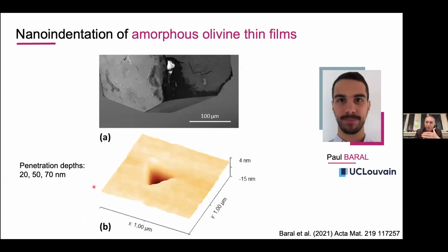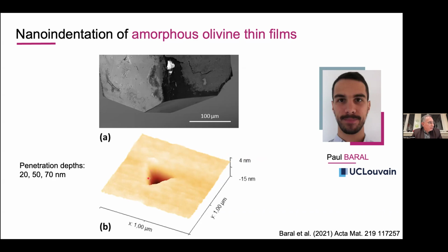The problem of this deposition process is that it makes thin films, which are not easy to use for mechanical tests, except if we use nanomechanical testing. And this is what I want to show you now. The simplest test that can be done is nanoindentation, and that was done by Paul Barral when he was at UC Louvain. He's now in Saint-Étienne.